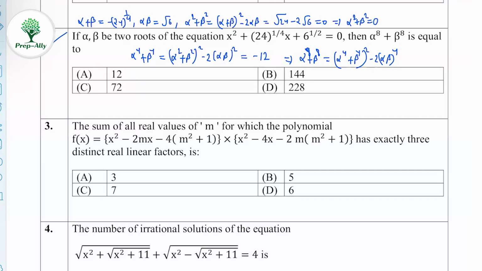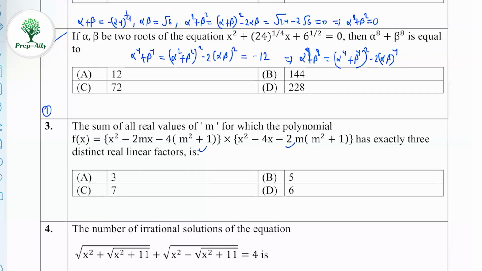Okay. Third question. The sum of all real values of m for which this polynomial has exactly 3 distinct linear factors. So what you have to do? For 3 distinct linear factors, what are the conditions? Ideally, it can have 4 linear factors. If this has 2 roots and this has 2 roots, that gives 4 linear factors. But they're asking for only 3 linear factors, so we will take the cases.